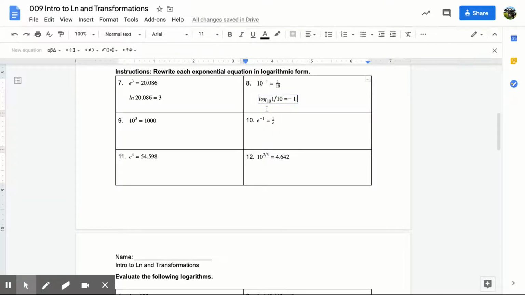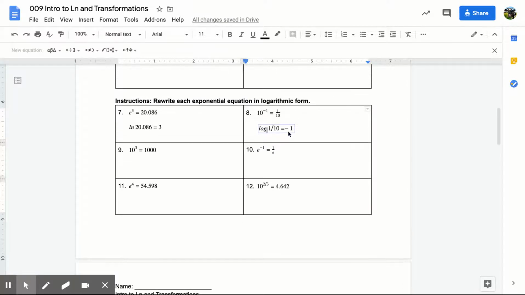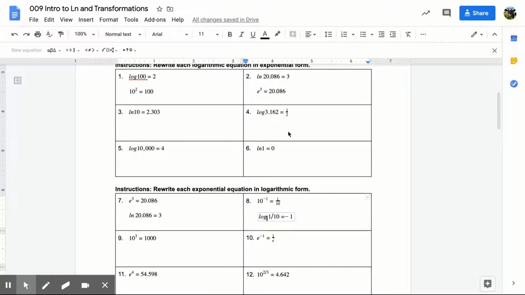But again, because the base of the log is understood to be 10, I don't actually have to write it if I don't want to. If I do, it's not wrong, but I don't have to. Okay? So there's how you go back and forth between logarithmic and exponential form if you're missing that little base.